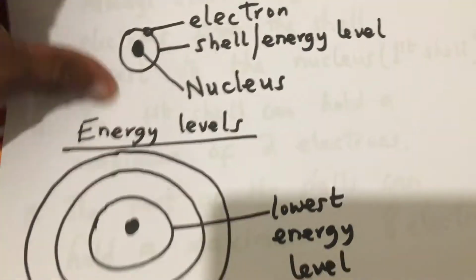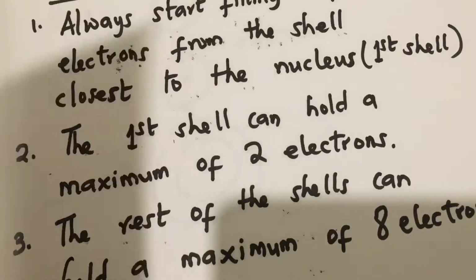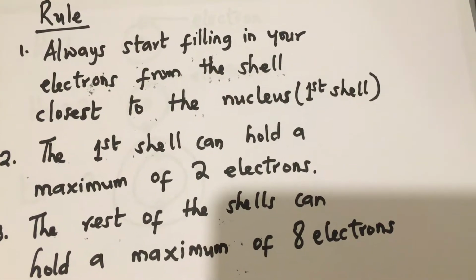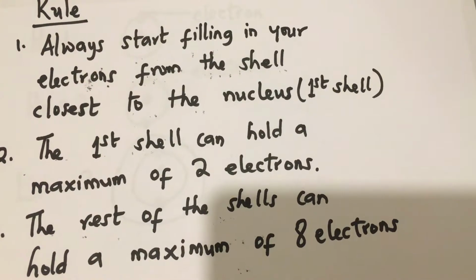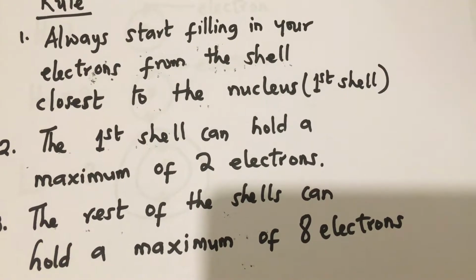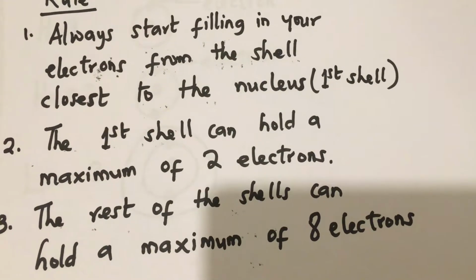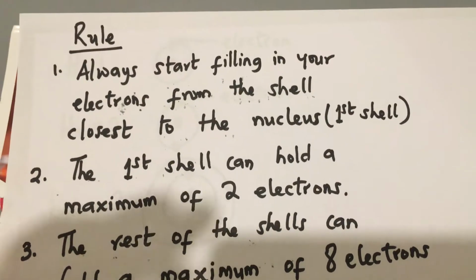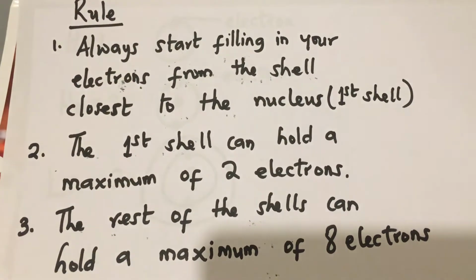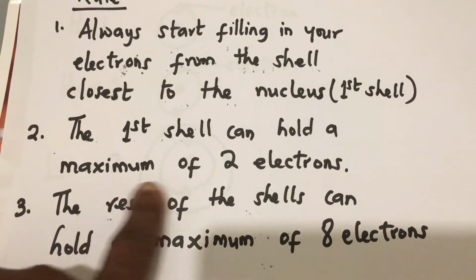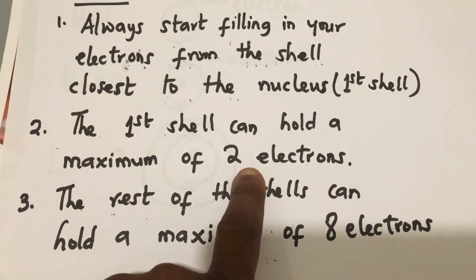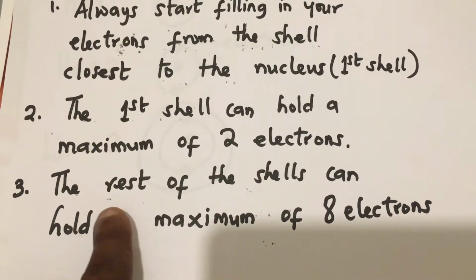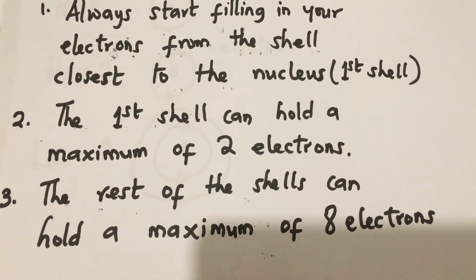Now let's consider some rules, and then we'll look at one or two examples. These are our rules, common ones. Number 1, always start filling in your electrons from the shell closest to the nucleus. That is the first shell or the lowest energy level. The lowest energy level, or the first shell, can hold a maximum of 2 electrons. So that means that you cannot have more than 2 electrons in the first shell. However, the rest of the shells can hold a maximum of 8 electrons each.